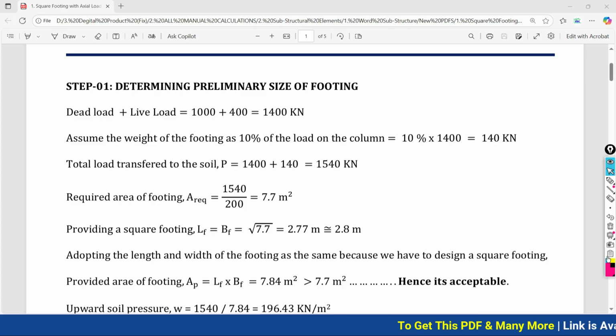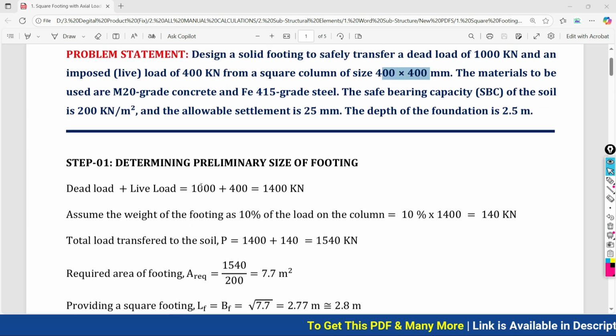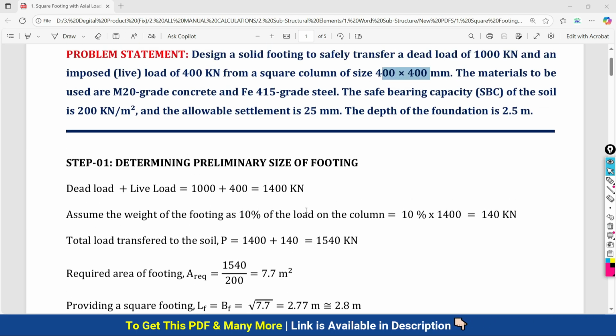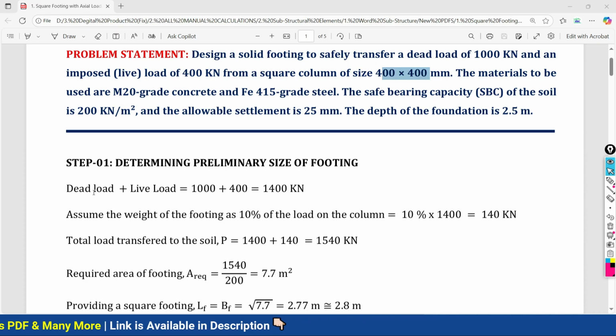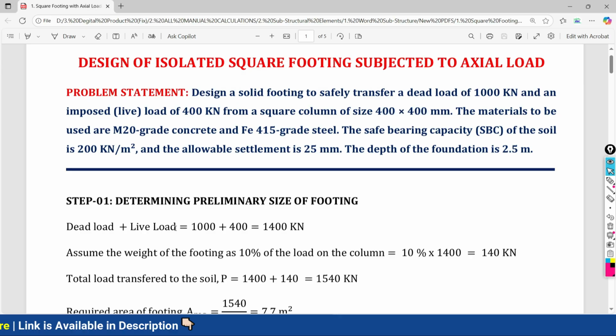So the very first thing, we have to find out what total load is going to be transferred to your soil through your column, through your footing. Your column is carrying the dead load and live load, so we are going to do the summation of these two. So the dead load the column is carrying, what?